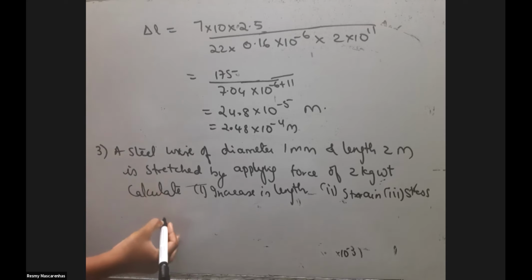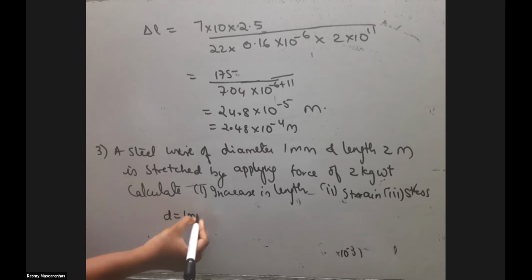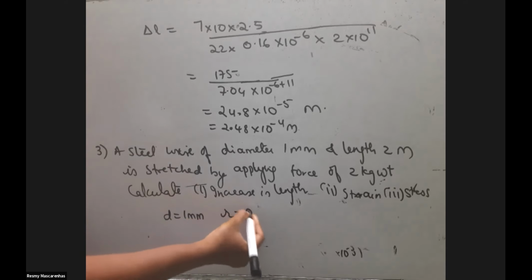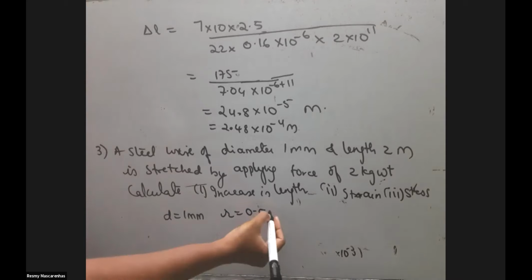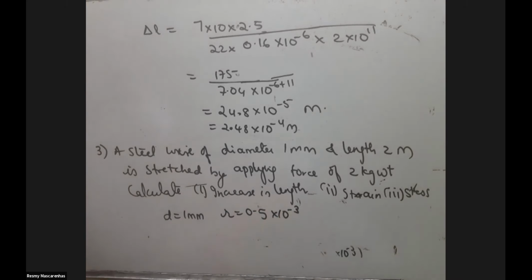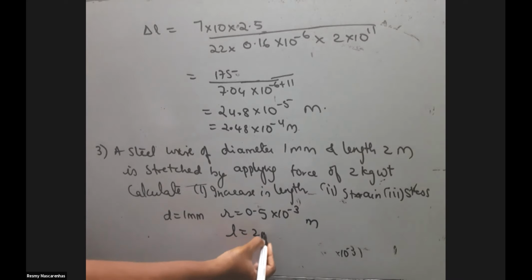So diameter 1 mm, the radius will be 0.5, half of this into 10 raised to minus 3. Length is 2 meters. Now what is been said? Applying a force of 2 kg weight.